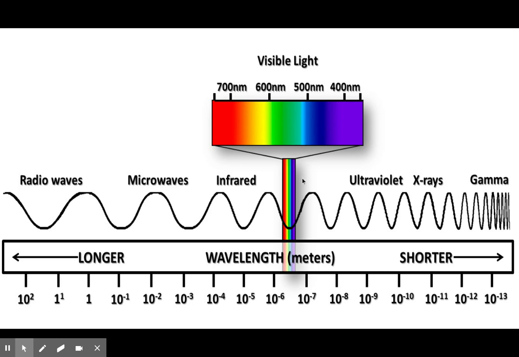Okay. Then we have this tiny little patch of light that our eyes can see from red to purple. All right. After that, as we continue to get shorter, we have ultraviolet light. Ultraviolet light, or UV, you may see that like on sunscreen.